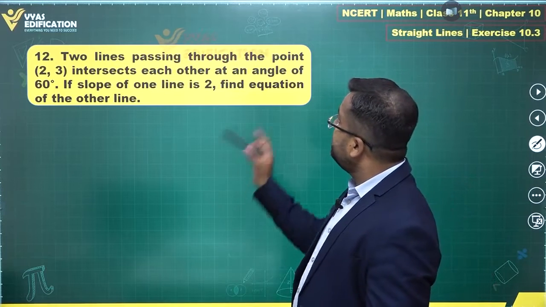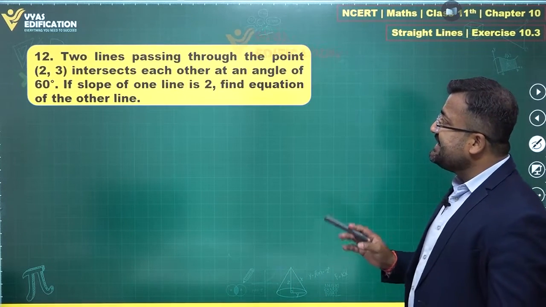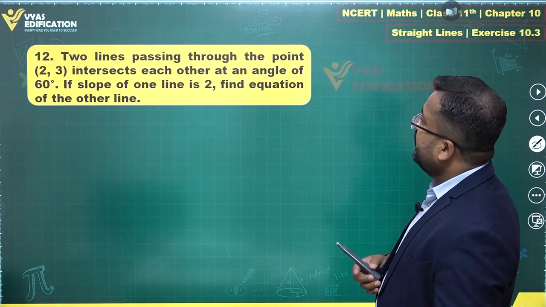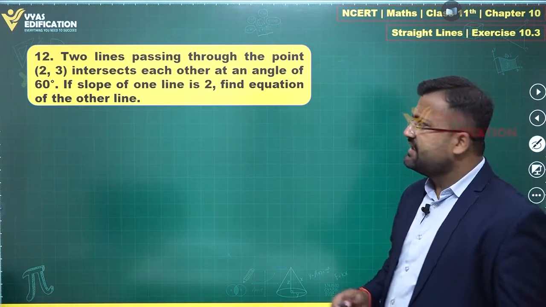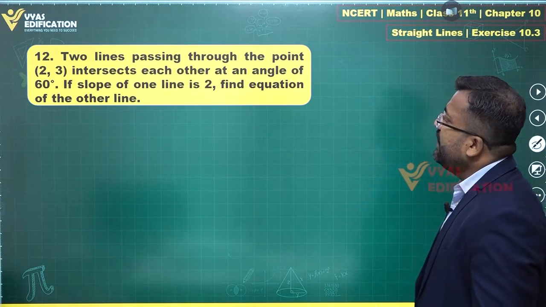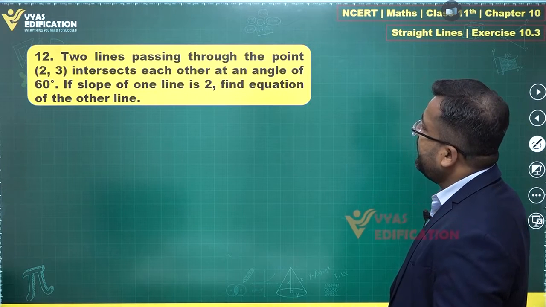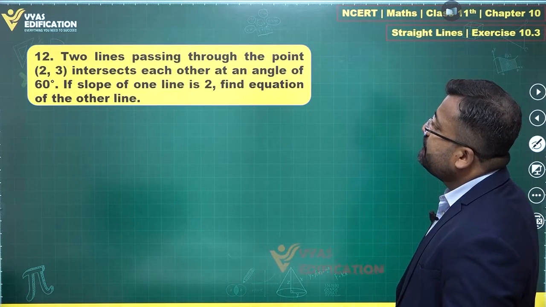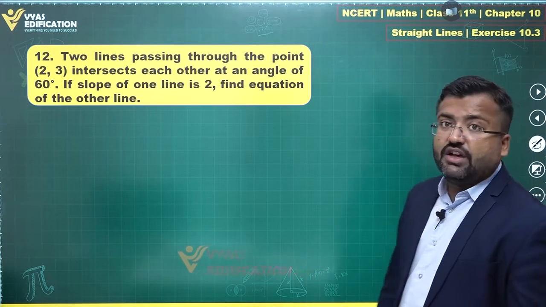says, two lines passing through the point 2, 3 intersect each other at an angle of 60 degree. It should be intersect each other. Two lines passing through the point intersect each other at an angle of 60 degree. If slope of one line is 2, find equation of the other line.